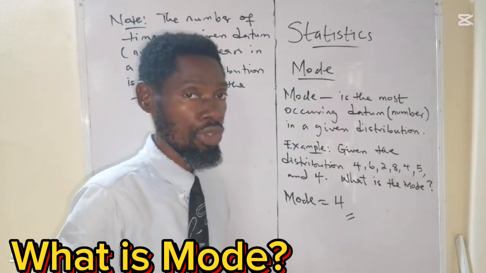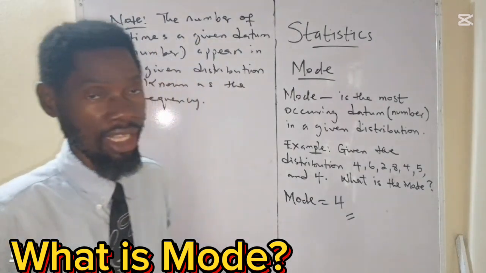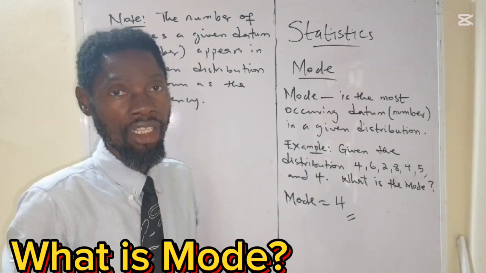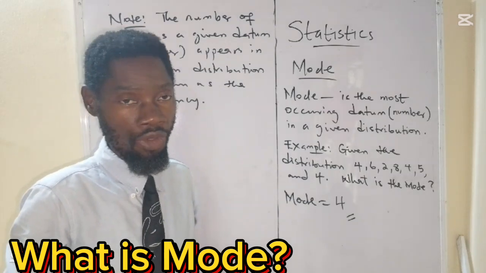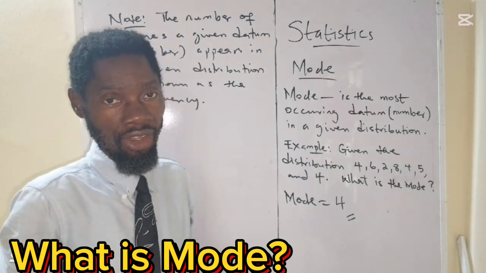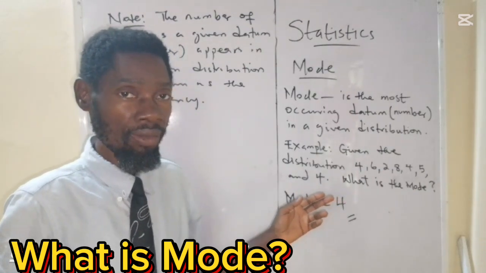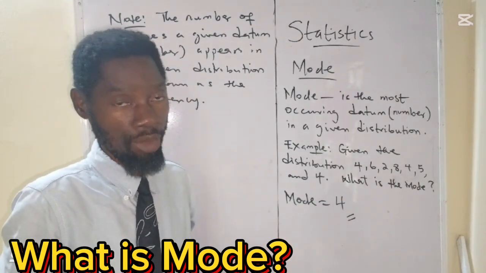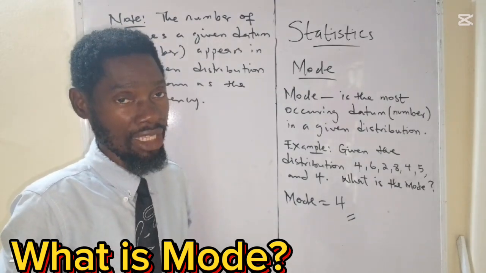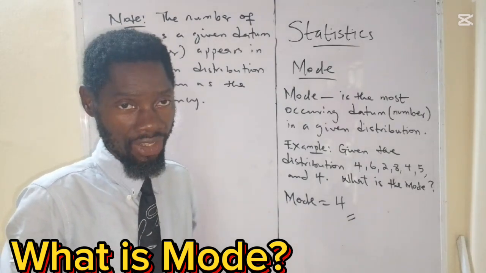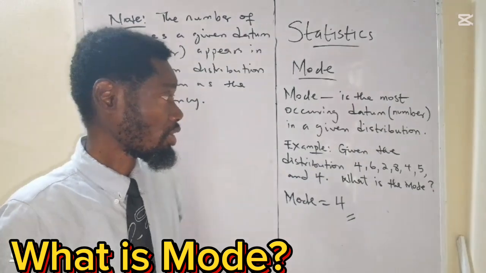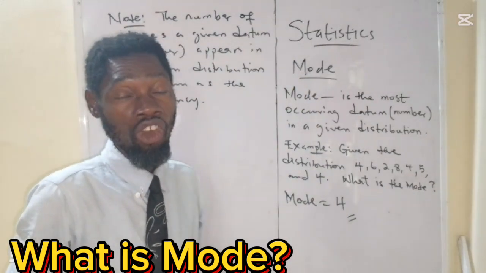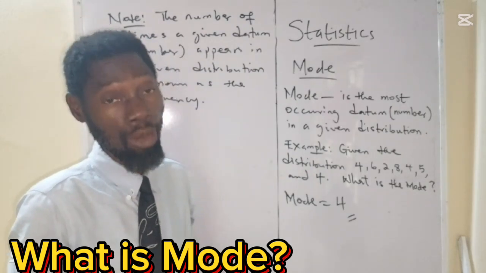This will help you put your result in a tabular form. If you know the frequency of a given datum, it will help you present your information in a tabular form. I'll show you how to go about that in our next class, presenting your information in a tabular form. We are still dealing with mode. So in our next class, we'll be looking at mode in a tabular form.